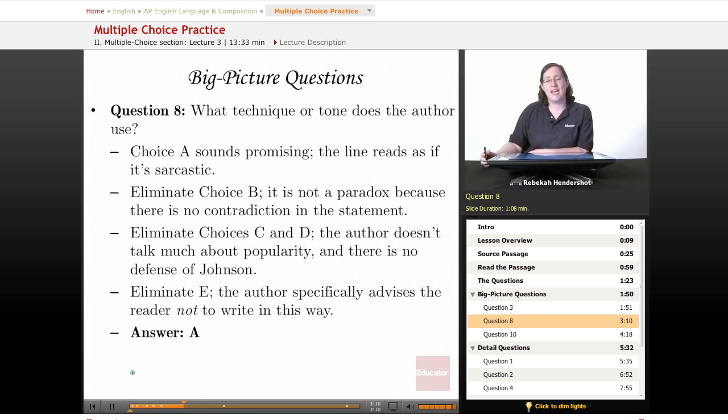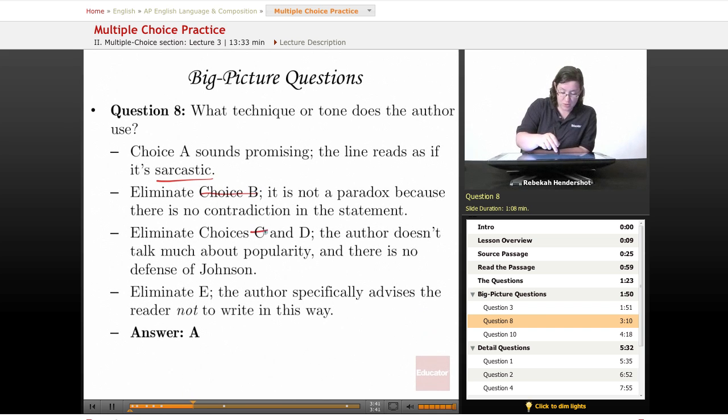All right, let's look at question 8, the next big picture question. What technique or tone does the author use to accomplish his goal? Well, choice A sounds promising. The line that they're referencing reads as if it's sarcastic, so a mocking tone would make sense. You can eliminate choice B, though. It's not really a paradox. Remember, a paradox is where you use two seemingly contradictory things or a seemingly self-contradictory statement to state a truth. But in this case, there's no contradiction, so it can't be a paradox.